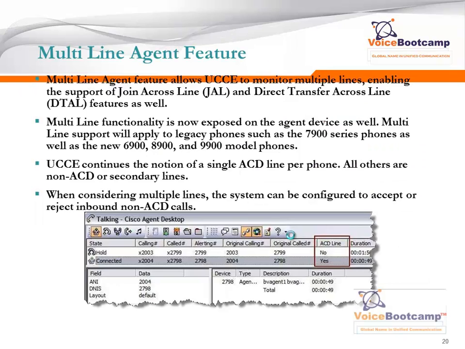A multi-line agent feature allows UCCE to monitor multiple lines, enabling support of join across line or direct transfer across line features. Multi-line functionality is now exposed on the agent device as well. So multi-line support will apply to legacy phones such as the 7900 series as well. UCCE contains the notion of a single ACD line per phone. All other lines are non-ACD, or ACD on a secondary line.